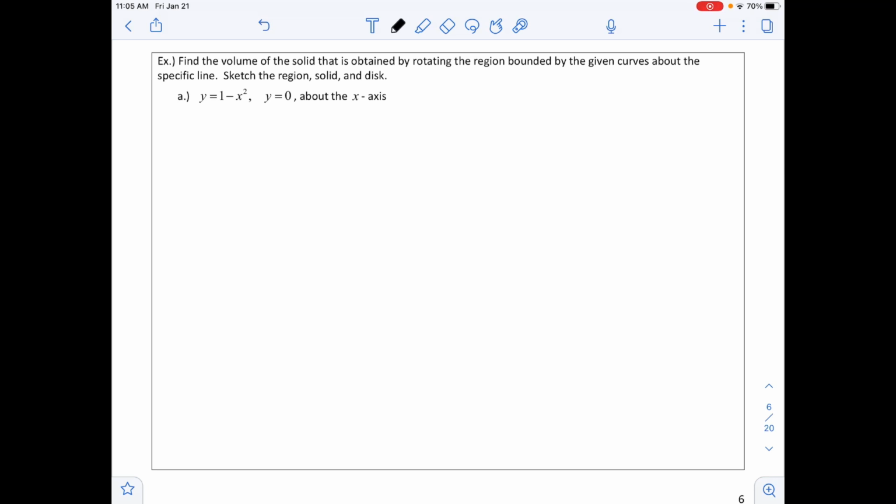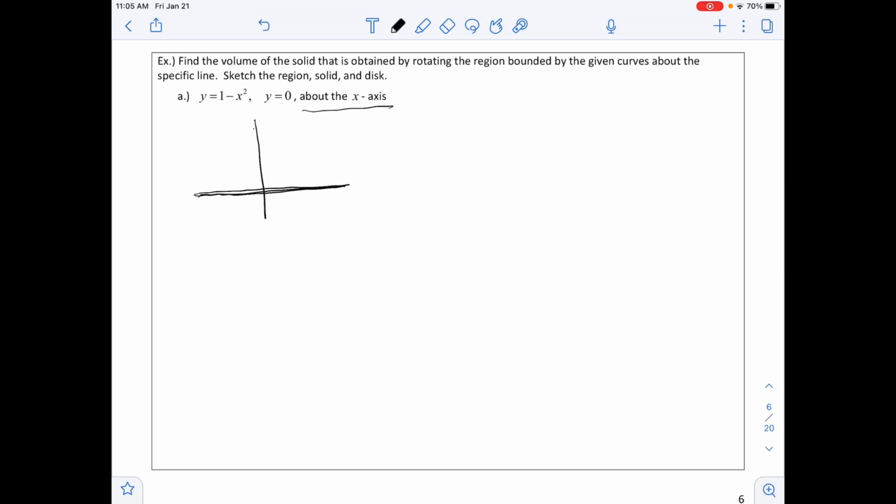Sketch the region, the solid, and the disc. And so for this one we have y equals 1 minus x squared, y equals 0, and it does tell us that we're rotating it about the x-axis. So first thing we need to do is sketch this. And I notice that we have y equals 1 minus x squared, and we also have y equals 0. And so y equals 0 is along that horizontal axis, the x-axis. And then graphing y equals 1 minus x squared.